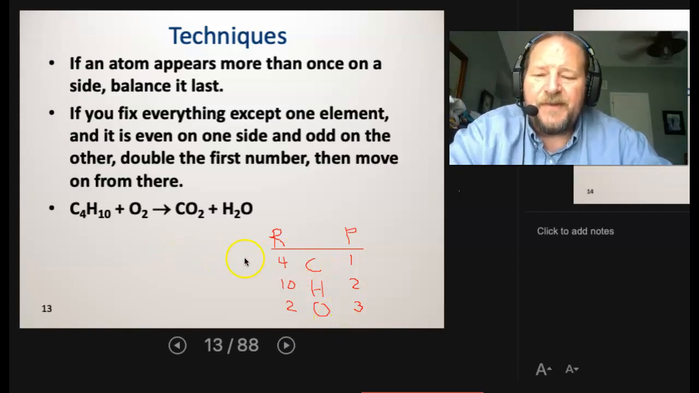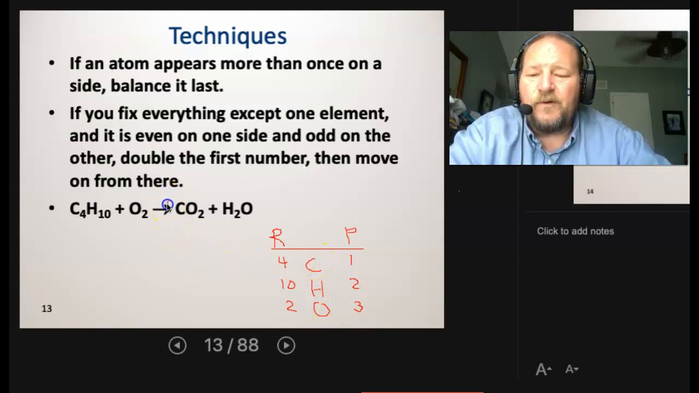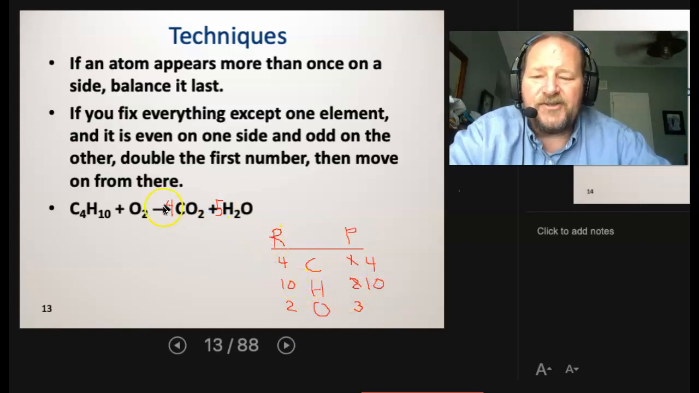So the first thing I'm going to do is balance the carbons. So I'm going to put a 4 in front of the CO2. That's going to give me my 4 carbon. Then I'm going to put a 5 in front of the H2O. That's going to give me my 10 hydrogen. Now I'm going to go ahead and recalculate those oxygen. I have 4 times 2 gives me 8 plus 5 times 1. 8 plus 5 is 13.